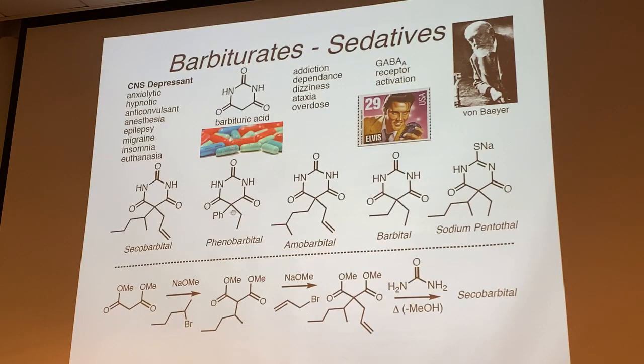Phenobarbital has a phenyl and an ethyl, and you can see some of these others here. There are sulfur versions here, sodium pentothal, truth serum. Yeah, they've been abused by a lot of people, unfortunately. That's just a little variation up there. So here's how they're made. They're made relatively simply.